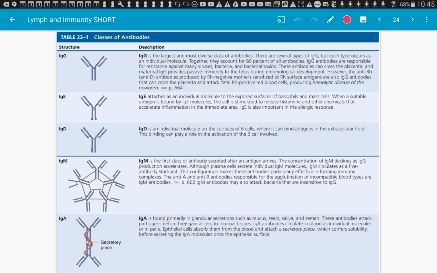This is a picture from probably not your textbook, I don't think. But it shows you there's 5 classes of antibodies. So you have IgG, IgE, IgD, and IgM, and IgA. Okay?